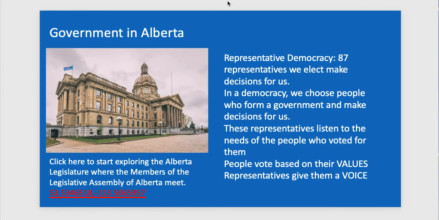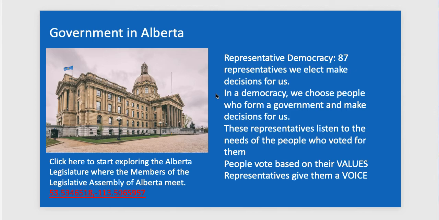Government of Alberta. This is our legislative assembly, where the members of the legislative assembly, our MLAs, meet, debate, and run through the laws. This is where they meet up. If you want to watch this, you can click on this video and see what it looks like. In a democracy, as we've already talked about, we choose people who form a government and they make the decisions for us. This is a representative democracy.